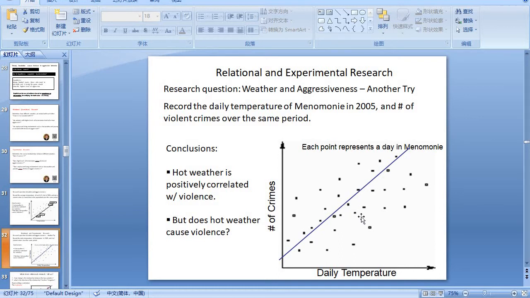Suppose you find a positive correlation between daily temperature and number of crimes on that particular day. Now, can you draw the causal conclusion that hot weather causes people to be short-tempered? Hot weather causes people to be hot-tempered, so there are more fights, more crimes. Can you draw the causal conclusion?